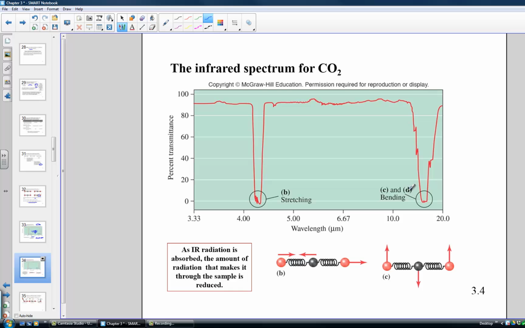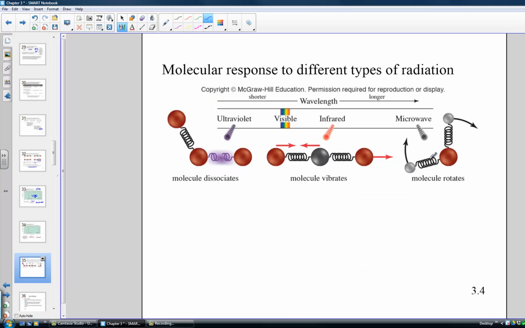So the stretching and the bending absorb IR radiation. We can pick that up using a machine called an infrared spectrometer, giving us a graph called an infrared spectrum for carbon dioxide. So the IR radiation is absorbed, and the amount of radiation that makes it through the sample is reduced, and therefore we have percent transmittance on the graph. So what do I need to know from this? Just understanding that bonds truly have the ability to store energy.